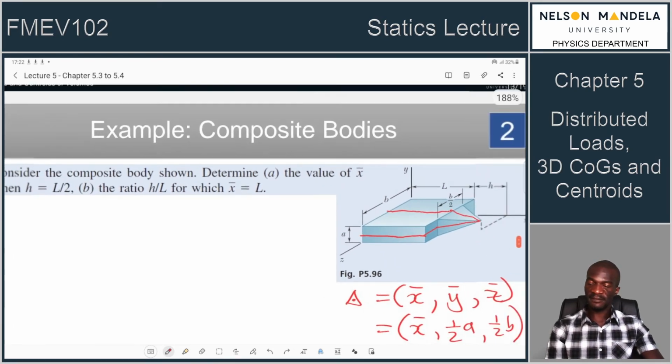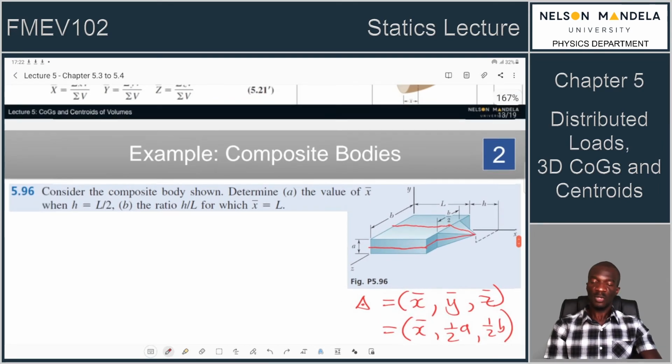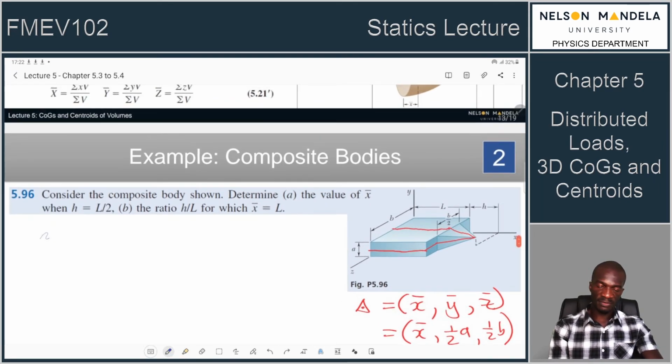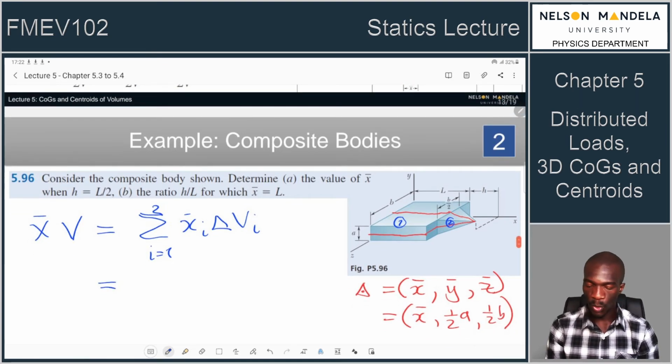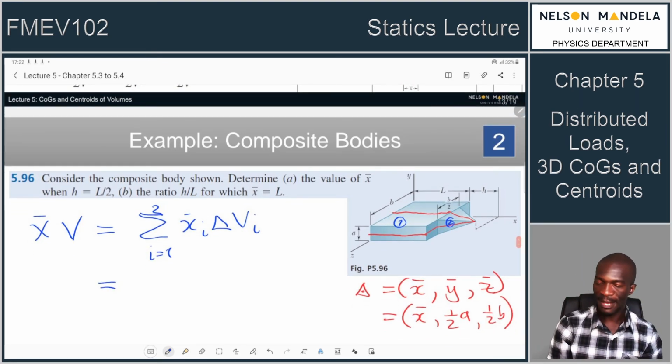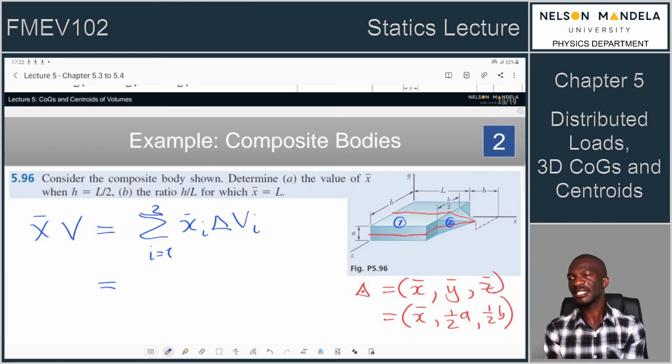So let's now look at finding x bar. How can we find x bar? We had principles that we introduced earlier. For us to find our x bar, this is a regular shape, so I will use a capital X bar multiplied by the volume. This would be equal to the summation of x bar i delta volume i, from i equal to 1 up to how many? We've got one object there. The second one is a pyramid. So up to 2 objects, right? Now let's decompose. What is the x bar of the first object? The first object is just a rectangular prism.